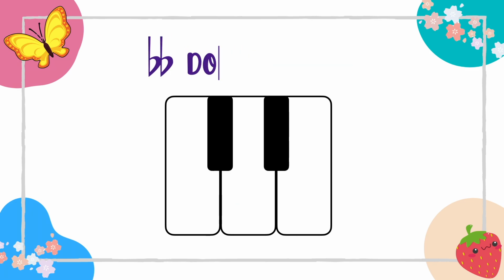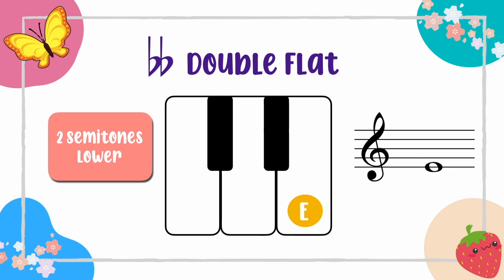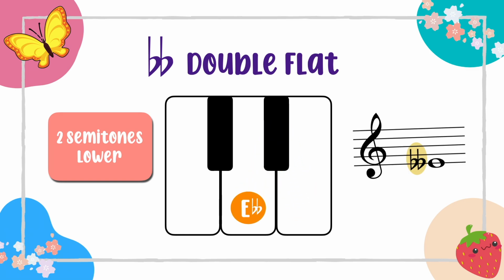Next, the double flat. A double flat lowers a note by 2 semitones. Let's take E as an example. We lower it by 2 semitones. 1, 2. E, E flat, E double flat. And this is how it is written on the music stave.